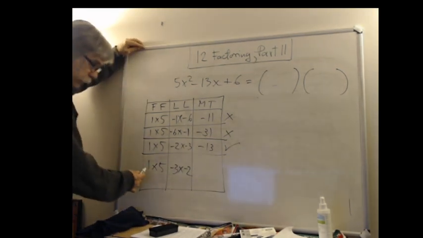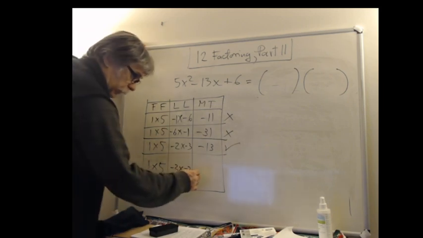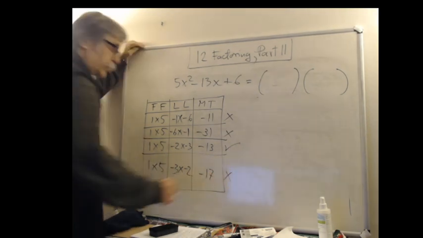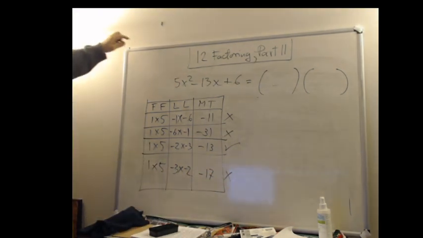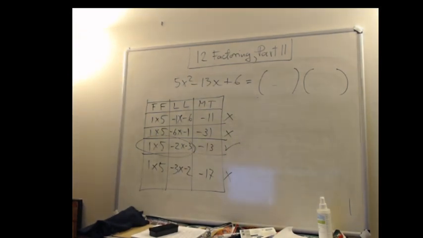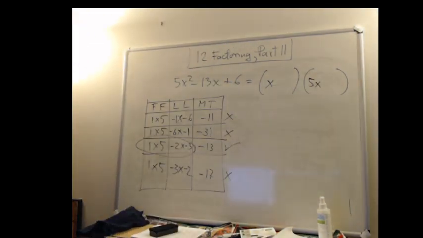But if you go to the next one, it's negative 2 times 1, which is negative 2, and 5 times negative 3, that's negative 15. So you get negative 17. That doesn't work, obviously. Okay, so the one that works is here. So now you can write it over there. So you get 1 and 5, first and first. And last is negative 2, negative 3.